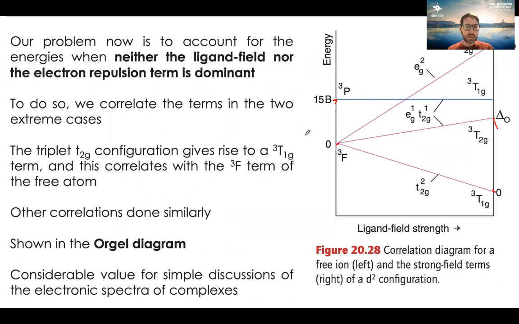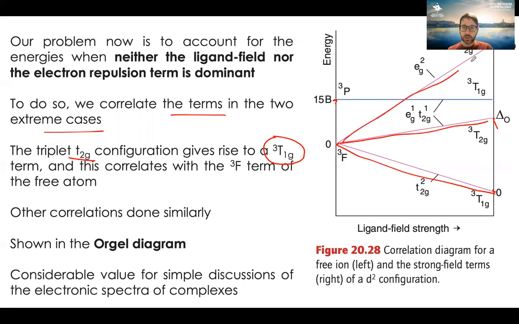So in these two cases, we can simply correlate the terms in the two extreme cases. So the triplet t2g configuration gives rise to a triplet T1g term, and this correlates to the F term of the free atoms, and the same thing is done for the other configurations. And this correlation diagram is called Orgel diagram as well, and this is very simple, but it's very valuable for the discussion of electronic spectra of complexes.